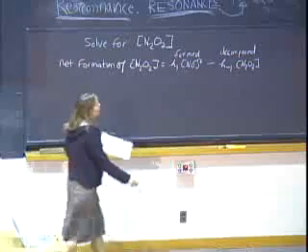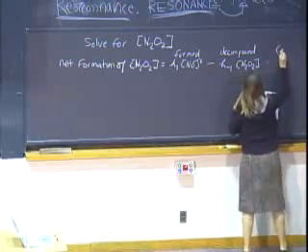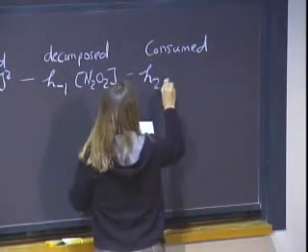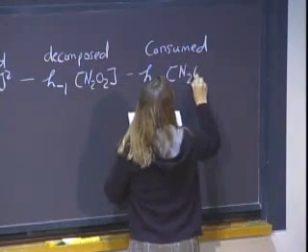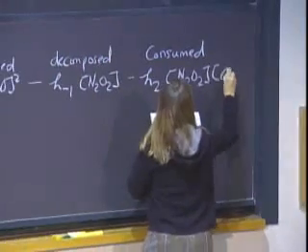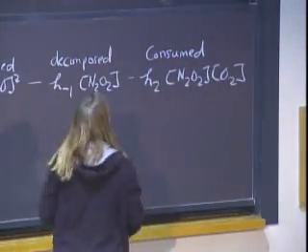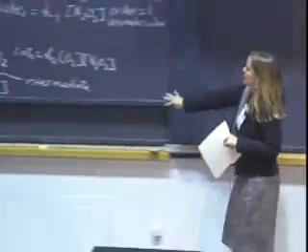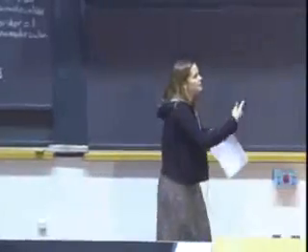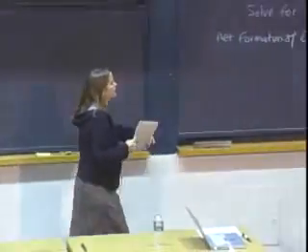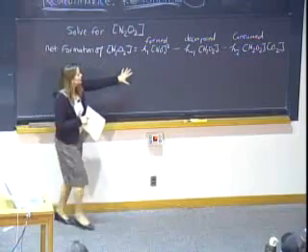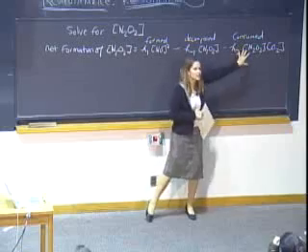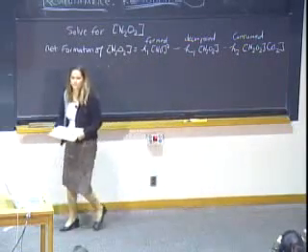And it's also being consumed in the second step with a rate law of K2 times the concentration of the intermediate times the concentration of O2. So that's just the rate law that we wrote for this second step. So it's being formed, decomposed, and consumed. So the net formation equals the rate at which it's formed minus the rate at which it decomposes minus the rate at which it gets consumed.